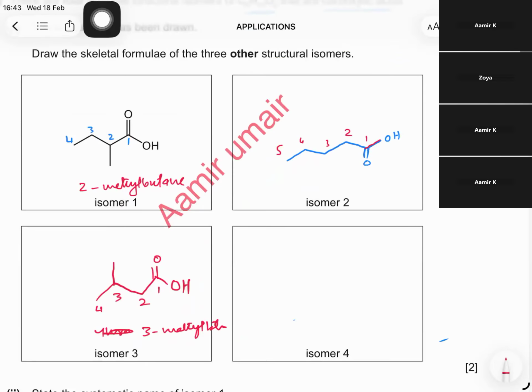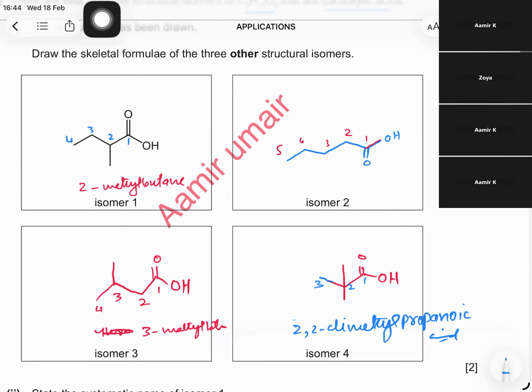This one. Next, what will it be? Putting it like this, here it is 1, 2, 3 carbon, so it is 2,2-dimethylpropanoic acid. That's also 5 carbon, right? And this was pentanoic acid.